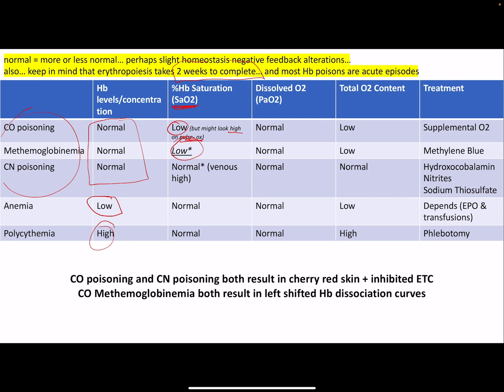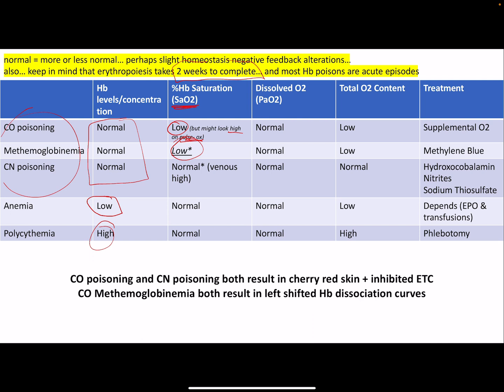For the cyanide poisoning, it doesn't. Usually, your arterial values have to do with the lungs and how much air is being ventilated in and how much diffusion is happening. So nothing's going on with your lungs. So the actual arterial hemoglobin saturation is completely fine. The issue is the venous one is going to be high because, as we said, complex 4 is inhibited, so the tissue oxygen levels go up.